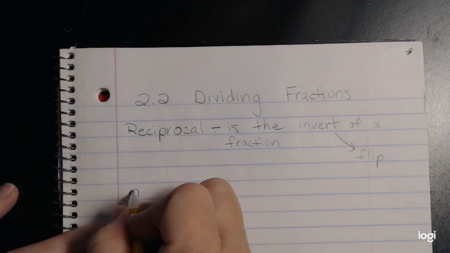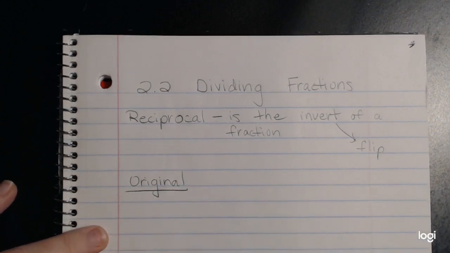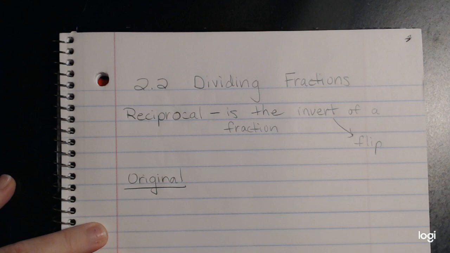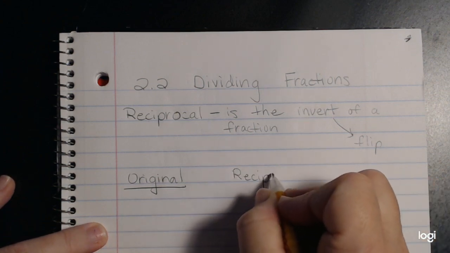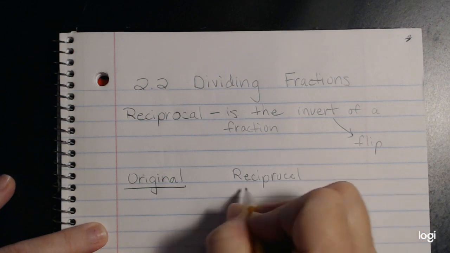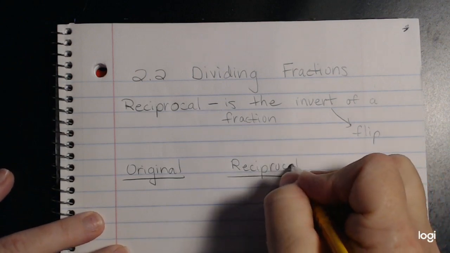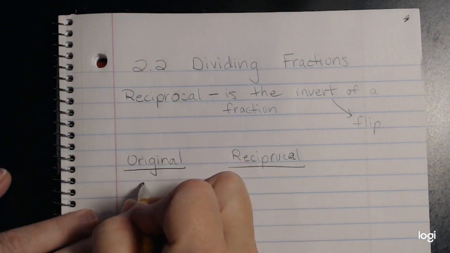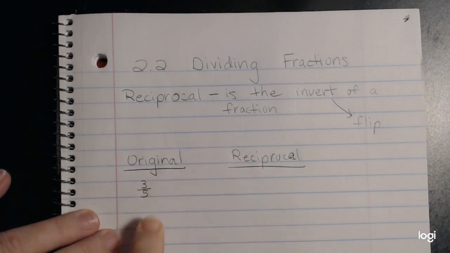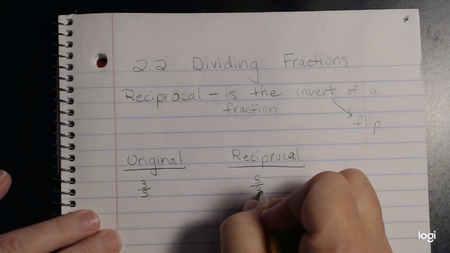So, for example, if you would write here the word original for our original number, and we'll write reciprocal right here. For example, the original number I'm going to give you is a fraction 3/5. The reciprocal of 3/5 is 5/3.